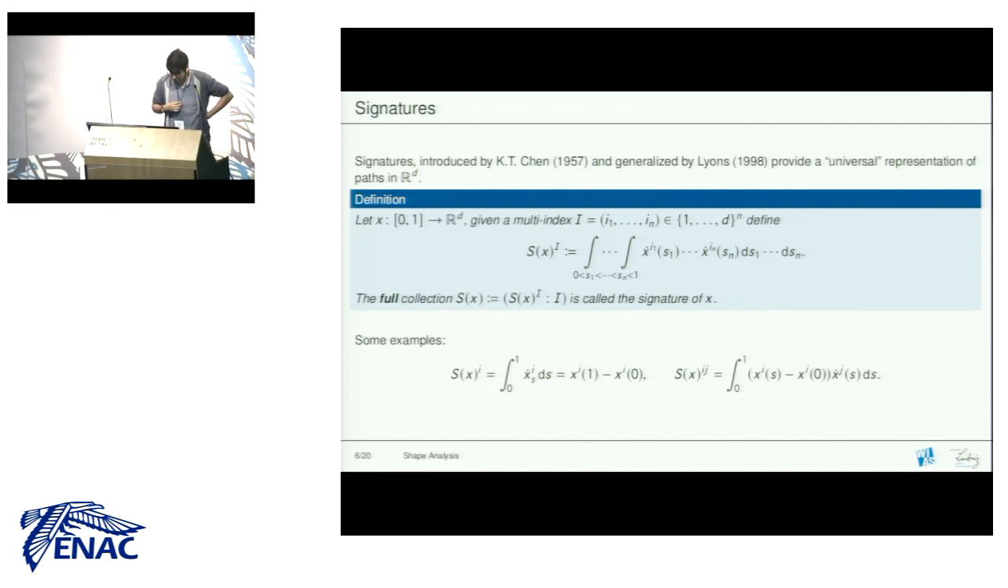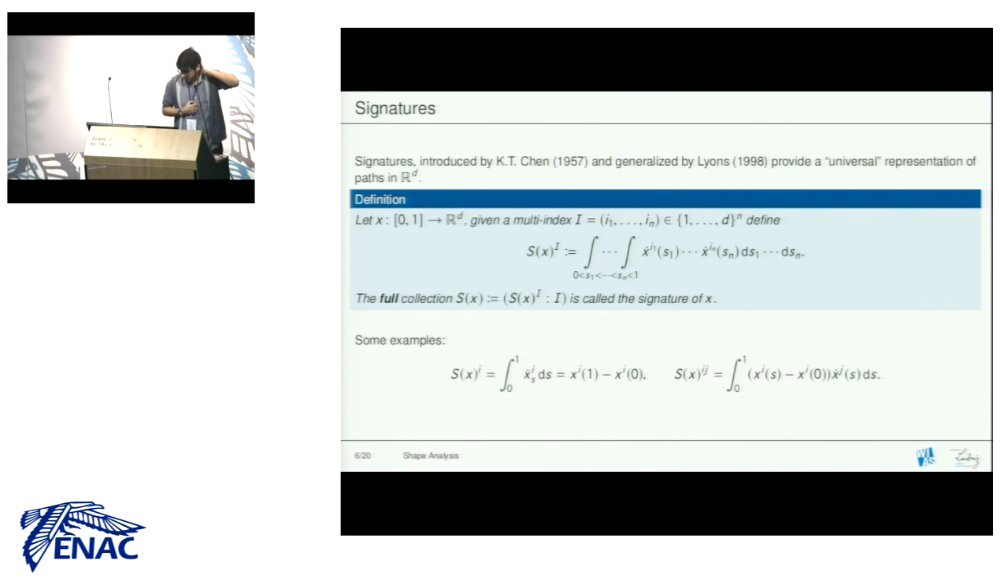Some examples of these components, how do they look? If you look at a single index, this means you're only integrating the derivative of one of the components of your path, so you get the increment. Having this number alone really tells you nothing about the curve. It only tells you where it started and where it ended. Nothing else.